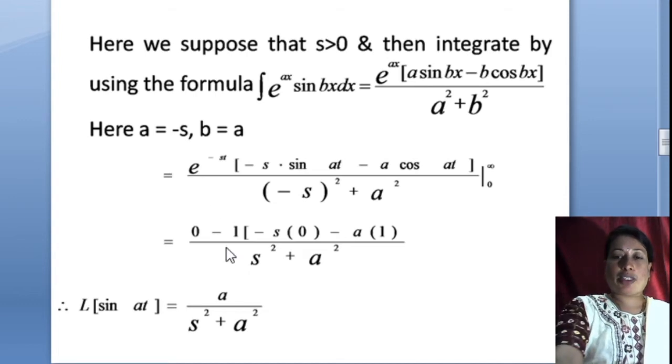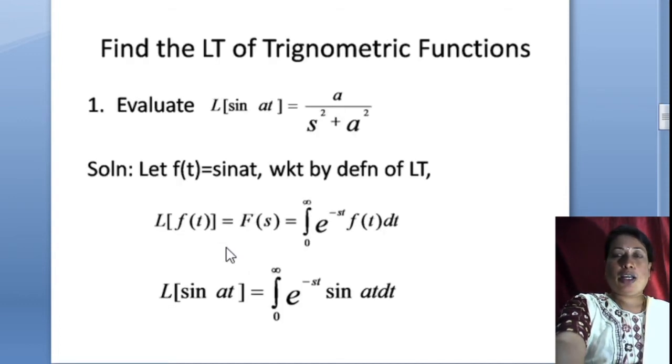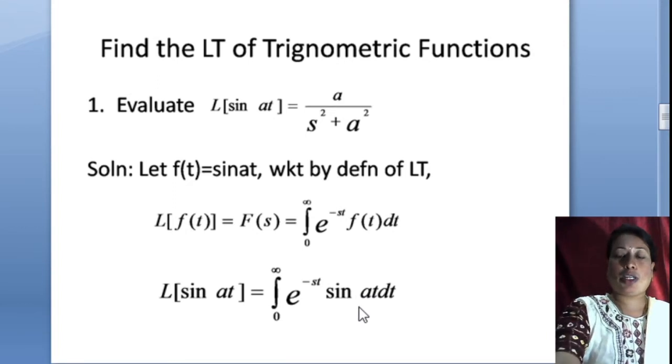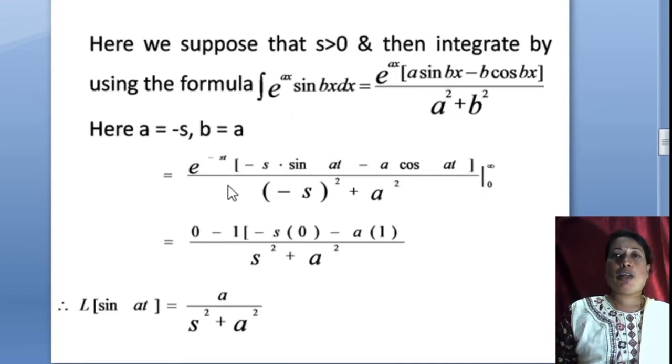Observe from the previous slide that Laplace of sin at is integration of 0 to infinity e power minus st sin at into dt. Here you have to replace a with minus s, b with a. Compare that formula: e power minus st replaces e power ax, and sin at replaces sin bx, dt replaces dx. So here a is equal to minus s, b is equal to a.